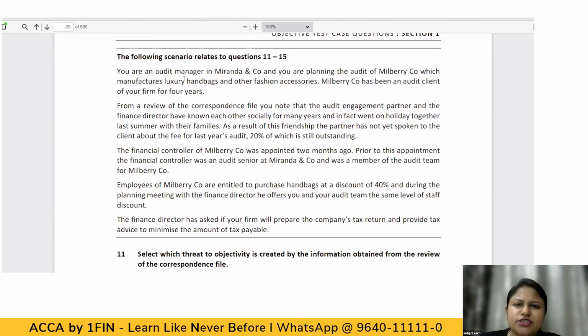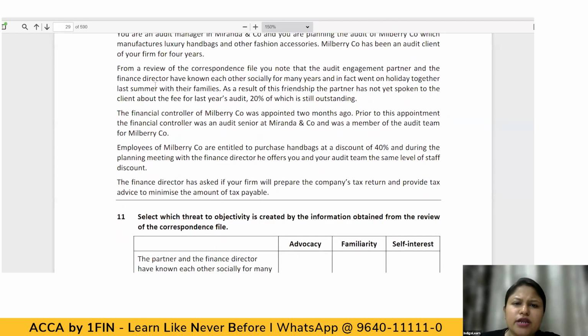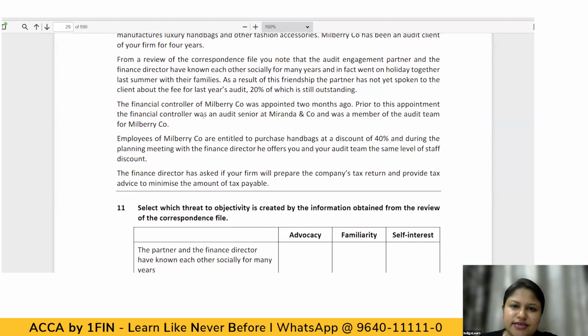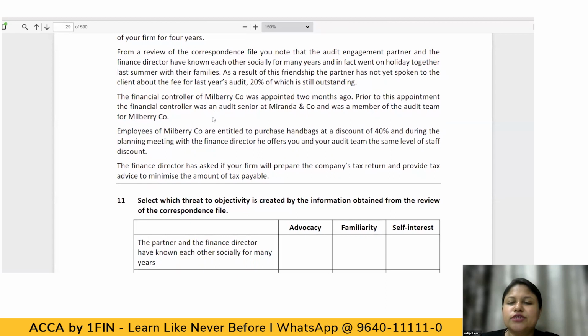You are an audit manager in Mundada and Company, and you are planning the audit of Mulberry Company, which manufactures luxury handbags and other fashion accessories. Mulberry Company has been the audit client of your firm for 4 years. From a review of the correspondence file, you note that the audit engagement partner and the finance director have known each other socially for many years, and also went on holiday together last summer with their families. As a result of this friendship, the partner has not yet spoken to the client about the fee for the last year, 20% of which is still outstanding.